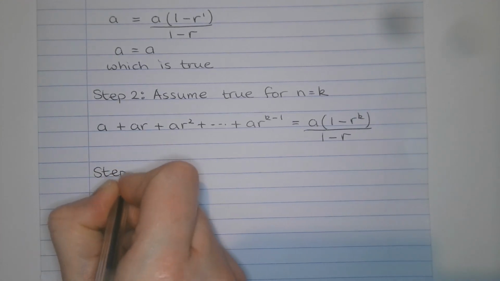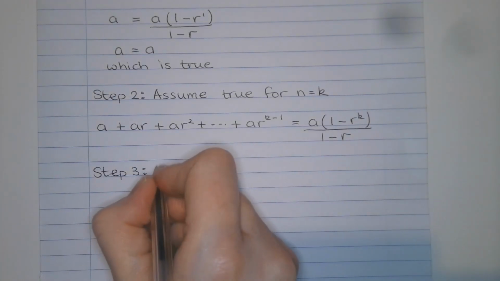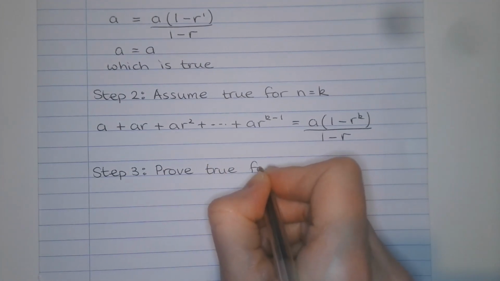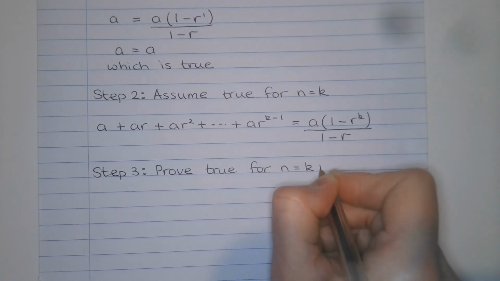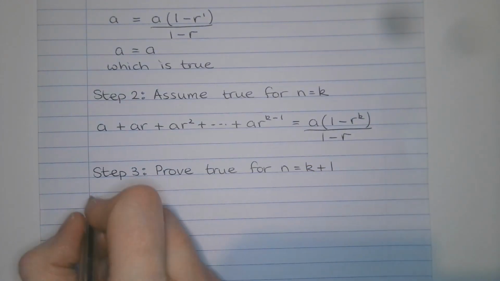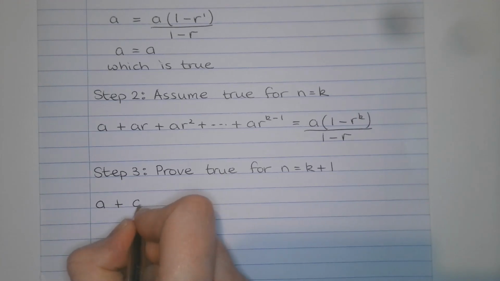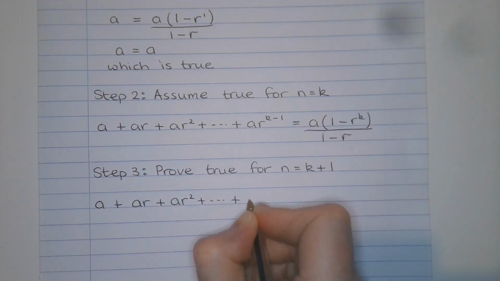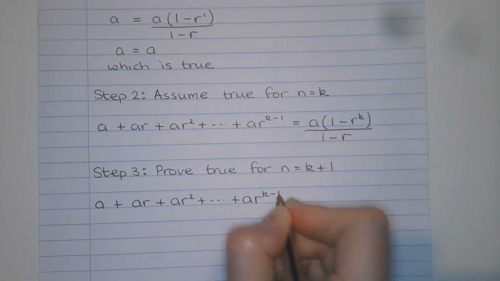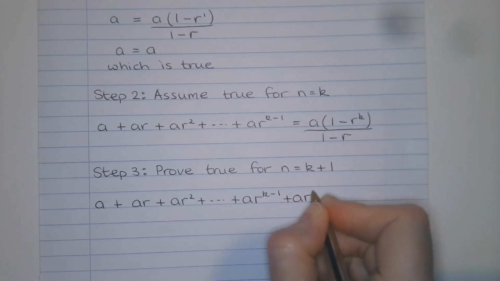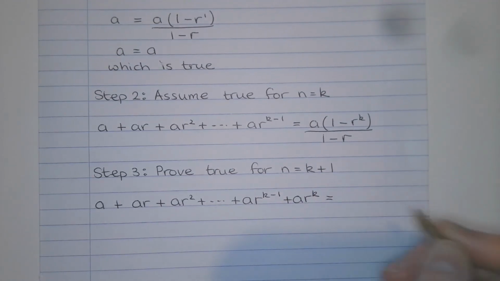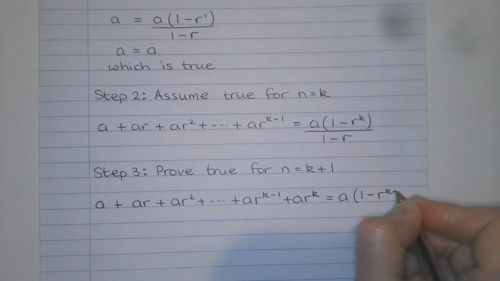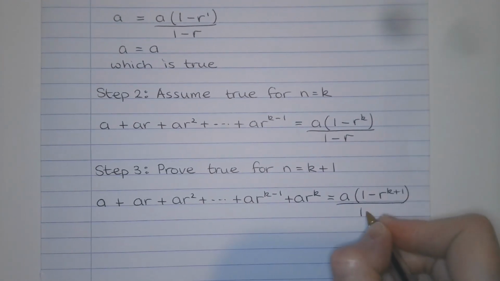Our step 3 is to now prove that it is true for n equals k plus 1. And that would look like a + ar + ar^2 plus ar^(k-1) plus ar^k will be equal to a(1 - r^(k+1)) all over 1 - r.